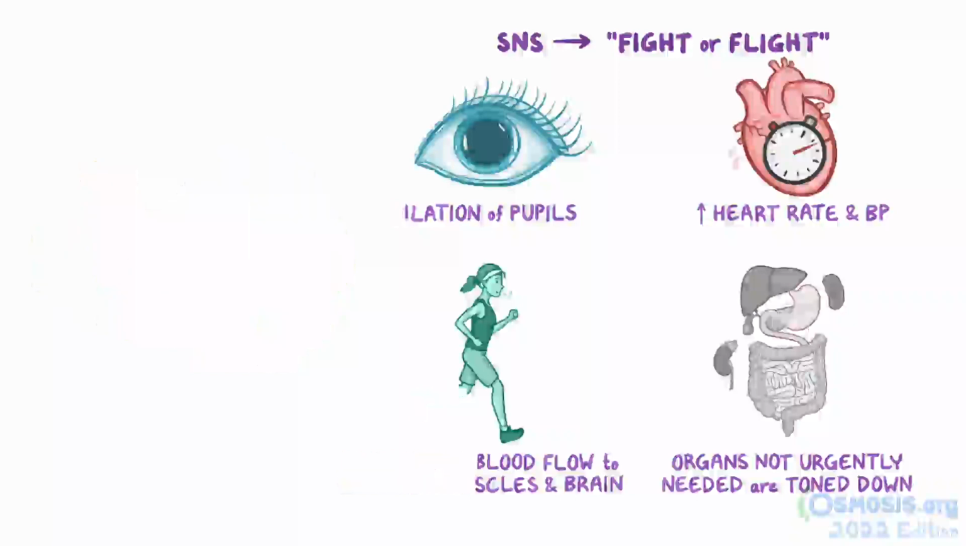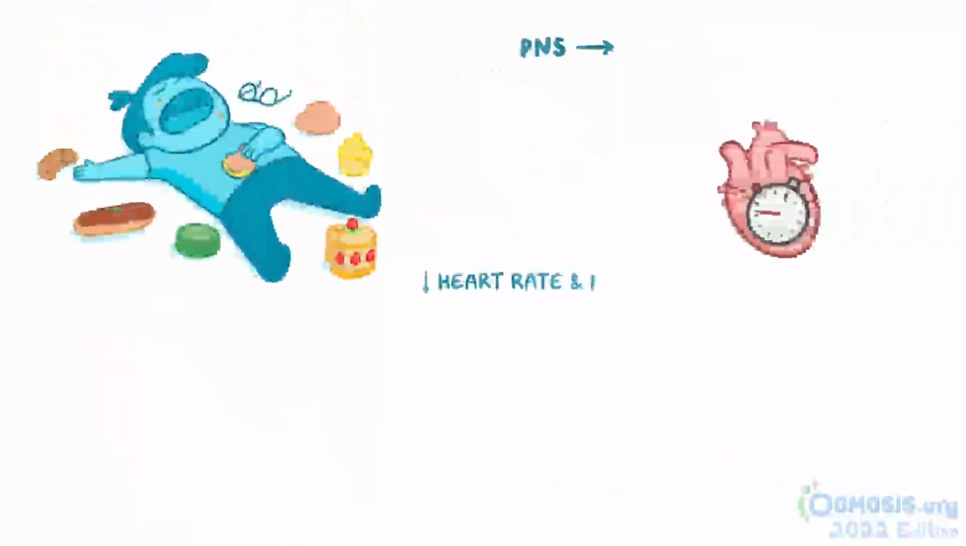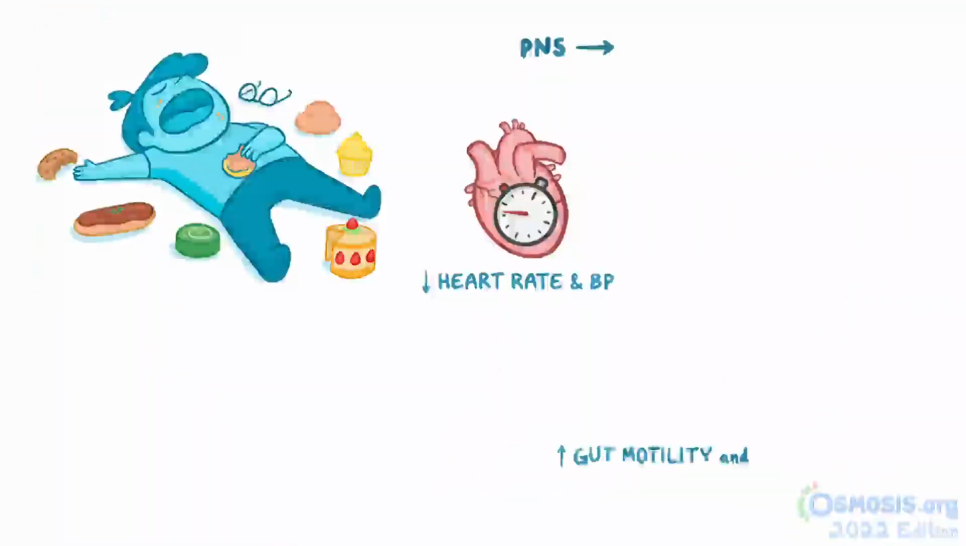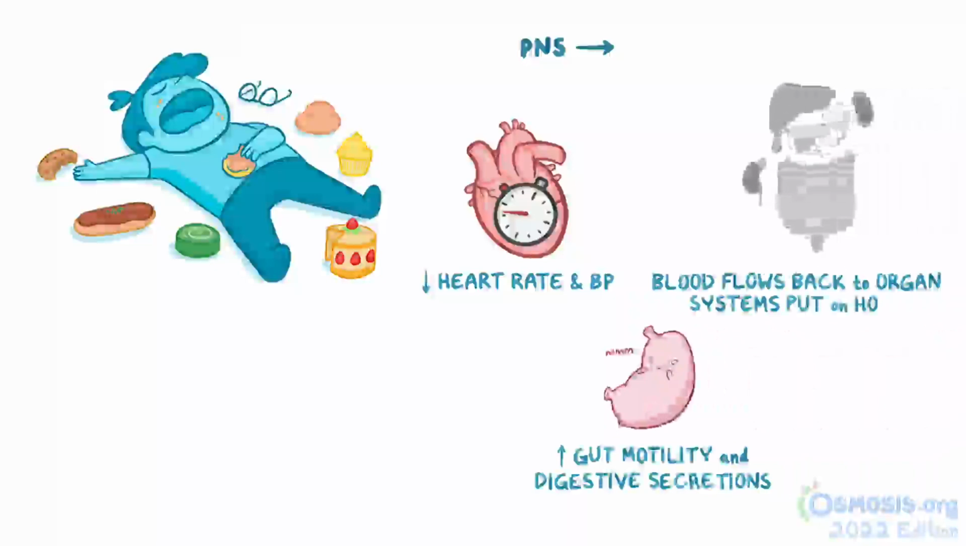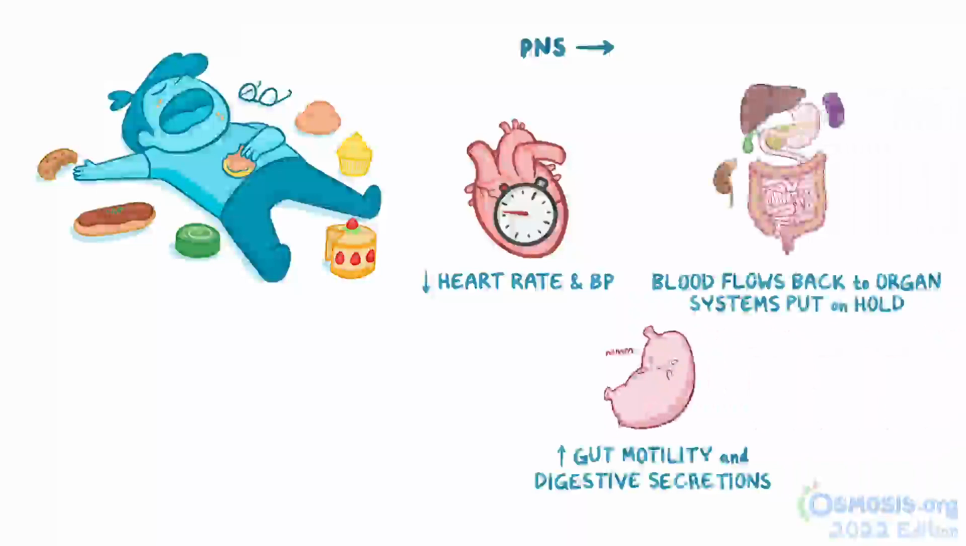Okay, so once that bear is gone, or the exam is over, the parasympathetic nervous system kicks in to calm things down. It does so by decreasing your heart rate and blood pressure, increasing gut motility and digestive secretions, and by allowing blood to flow back to the organ systems that have been put on hold by the sympathetic nervous system, like the digestive system. These effects can be summarized as the body's rest and digest response.